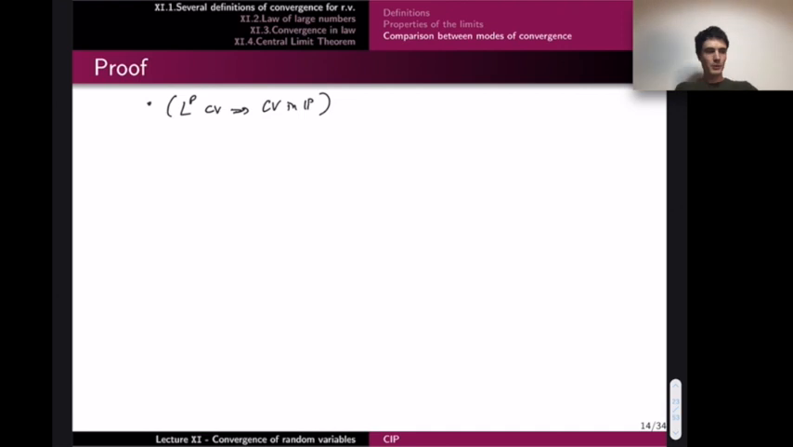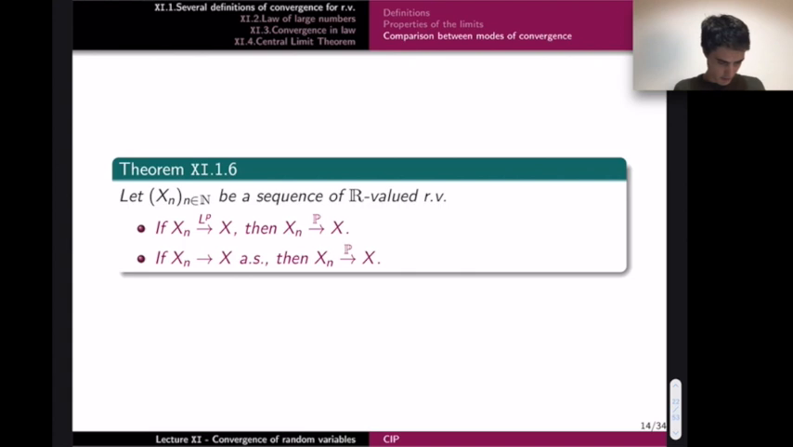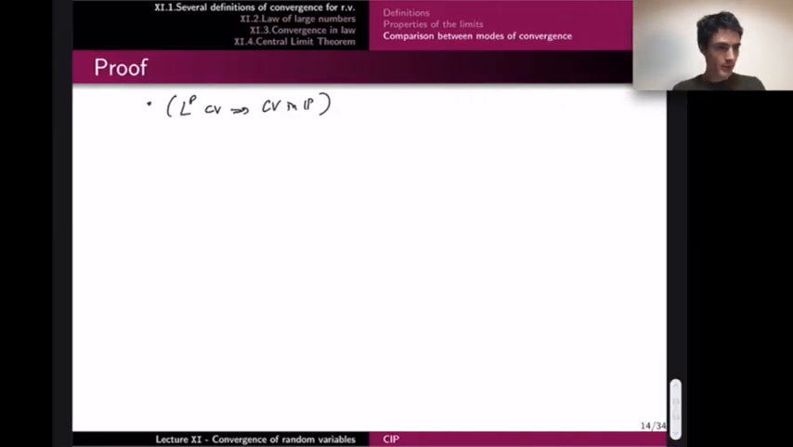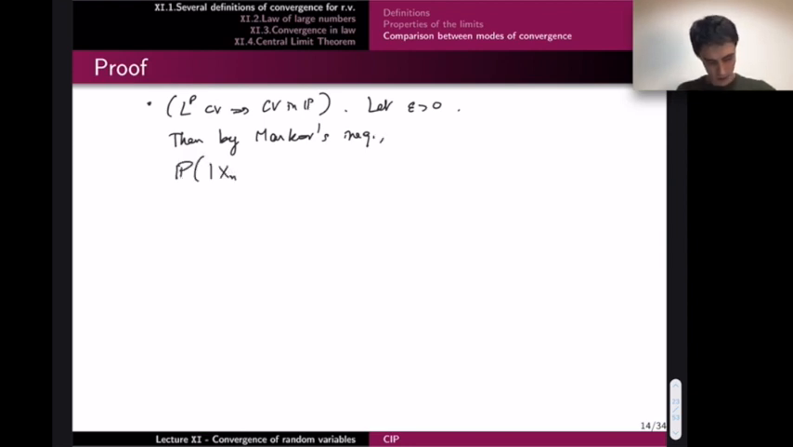So how do I do this? Well, that's just Markov's inequality. So by Markov, I want to prove convergence in probability. The first thing to do is to fix epsilon, so let epsilon be positive. Then by Markov's inequality, what do I have? I want to control this. Remember, I want to prove that the probability that |Xn minus X| is greater than epsilon goes to 0.